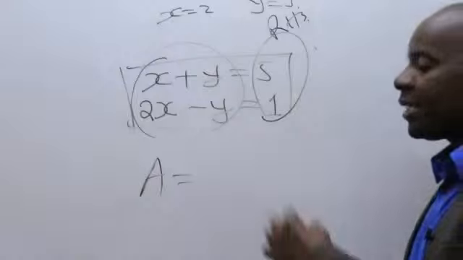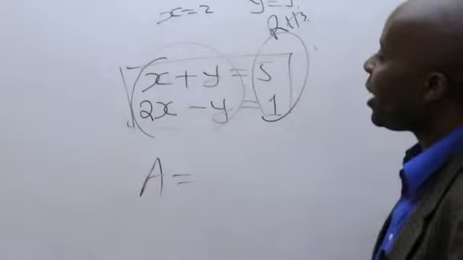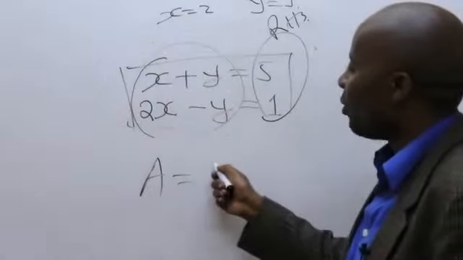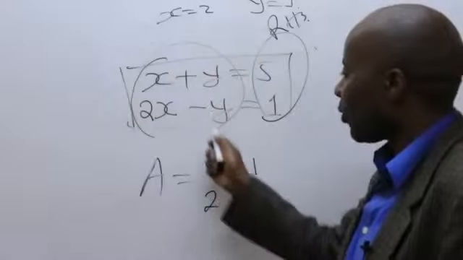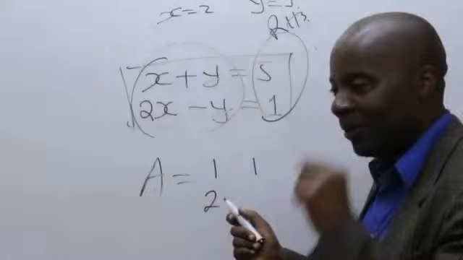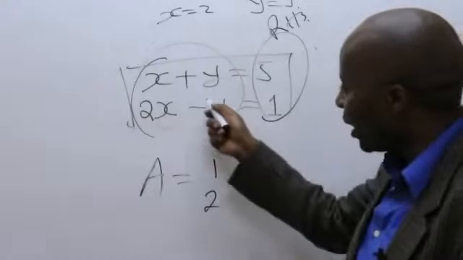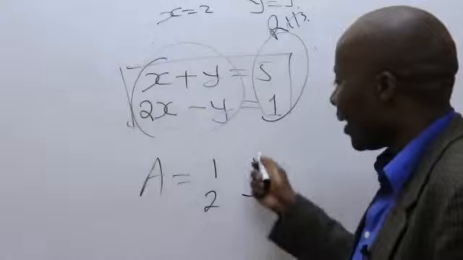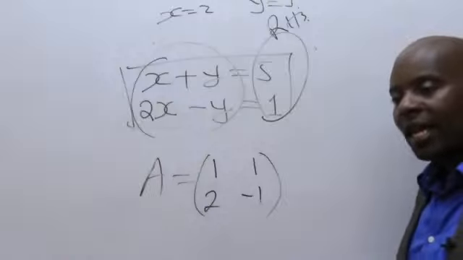Matrix A is that matrix of the coefficients that come before these letters. So before the letters we have 1, 1. Here we have 2. Please don't forget, a negative sign before a number is always part of that number. So this one here should be minus 1. So that is our matrix A.